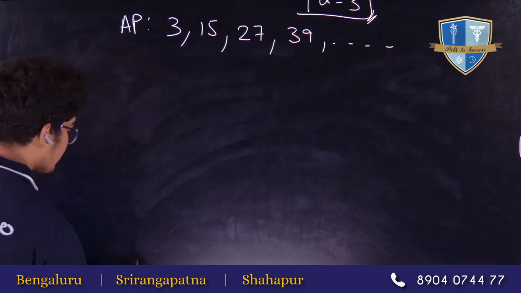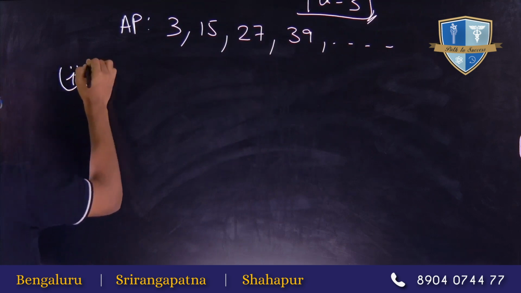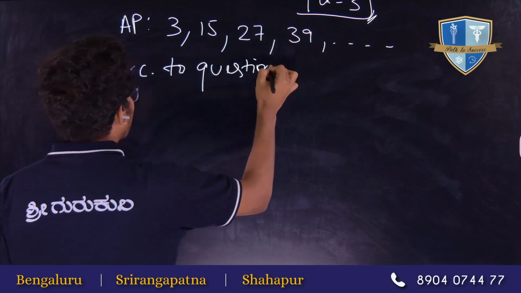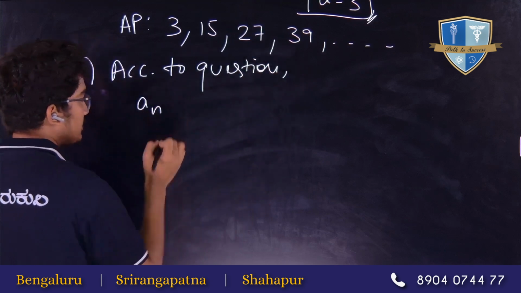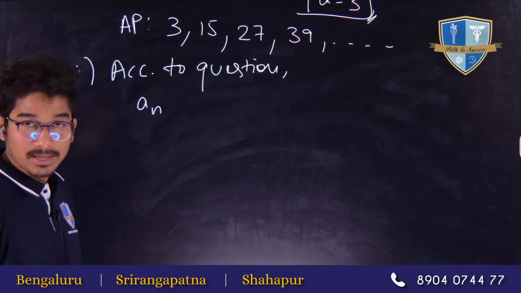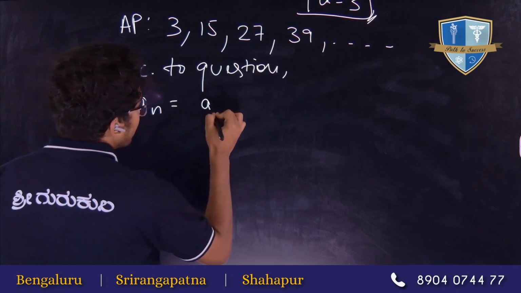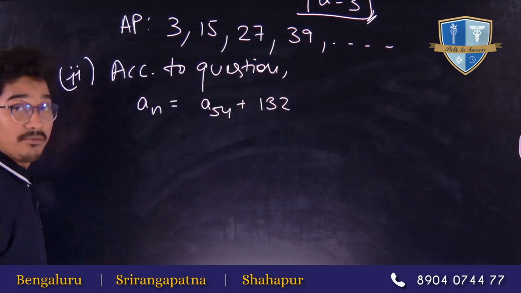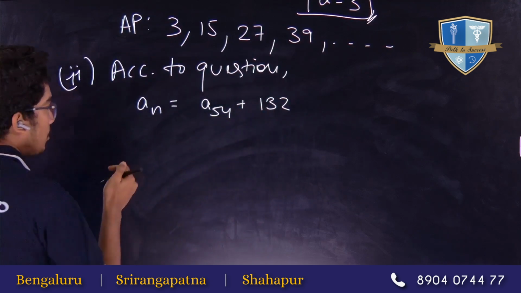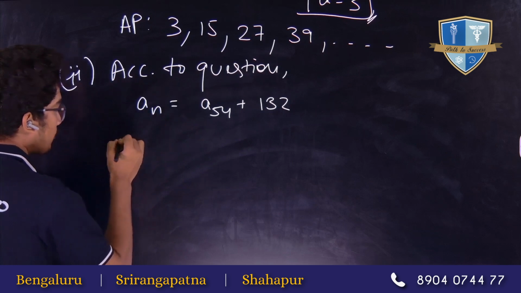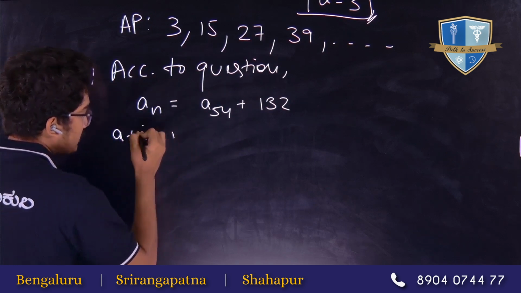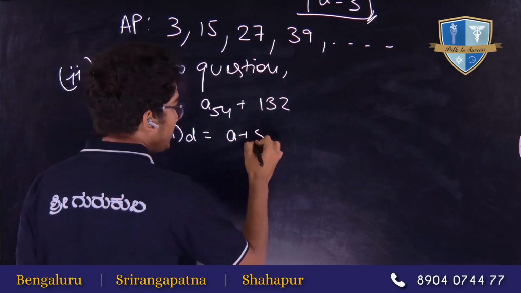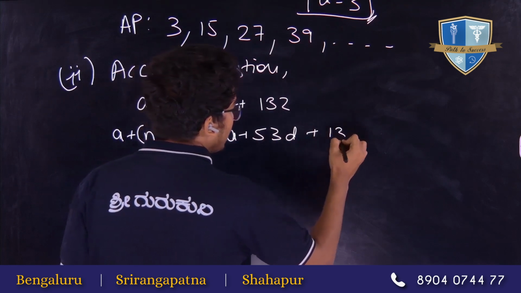And the second part of the question: according to the question, it is given that there is a term that exists. Let's suppose it is a general term, the nth term, and it is 132 more than the 54th term. There is a term that exists. Now we will put the formula here. An formula is a plus (n minus 1) times d, and a54 will be a plus 53d, plus 132.